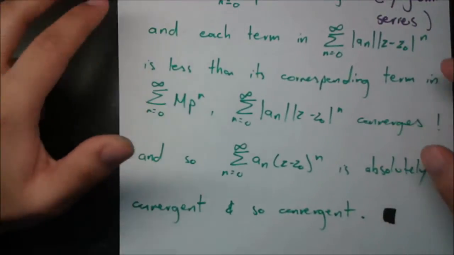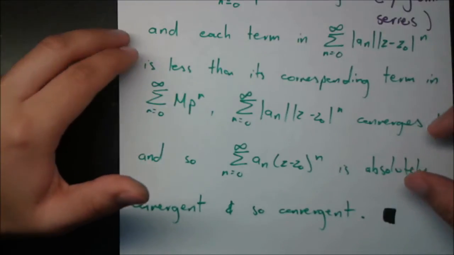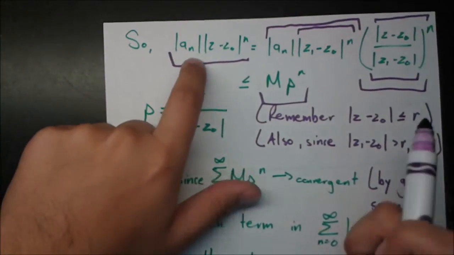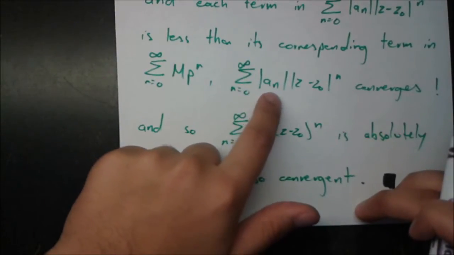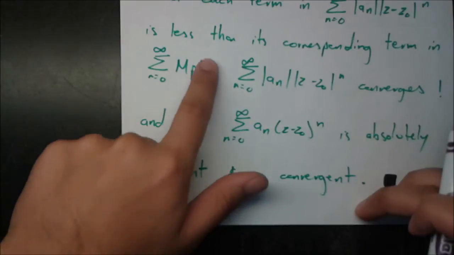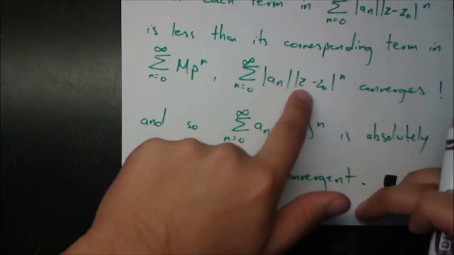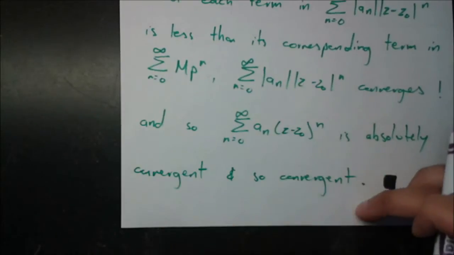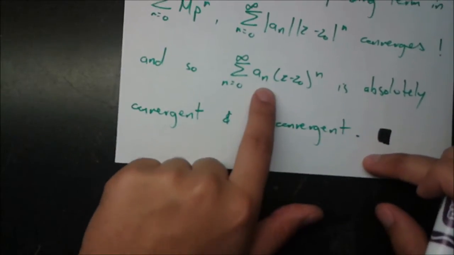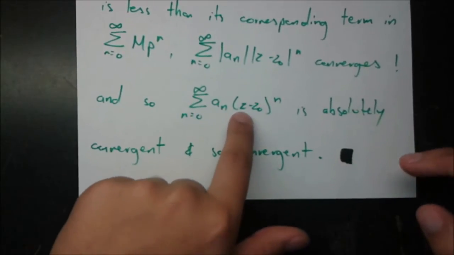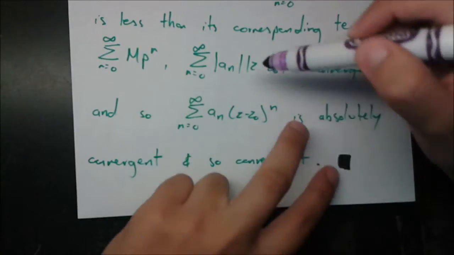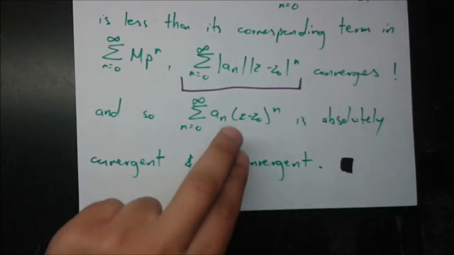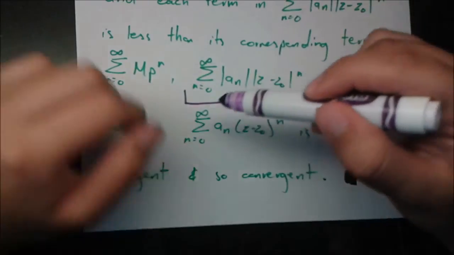Okay, so now the final statement that we have to say is that since we established here that this is always less than or equal to this, that means each term in this series right here is less than its corresponding term in this series. And since this series converges and each of the terms in this series is less than this one, this also converges. And that means that our series right here that we were trying to prove is absolutely convergent. Remember what absolutely convergent means? It means that if we take the absolute value of this series, which we did here, that converges. And since this converges, that means that this converges. Because if a series is absolutely convergent, it is convergent.